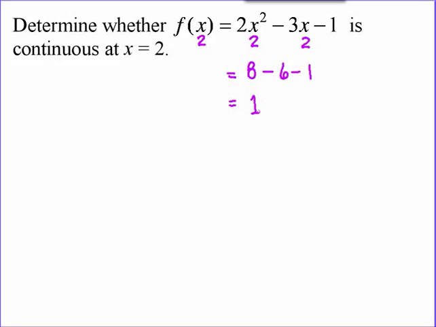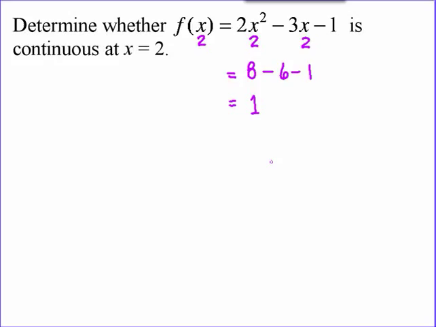Okay, we're not finished with the problem yet, guys. First of all, you need to see if you can even get a value. That's the very first thing you're going to do. Now we need to graph it. So go ahead and graph that function in the standard window. f of x equals 2x squared minus 3x minus 1.